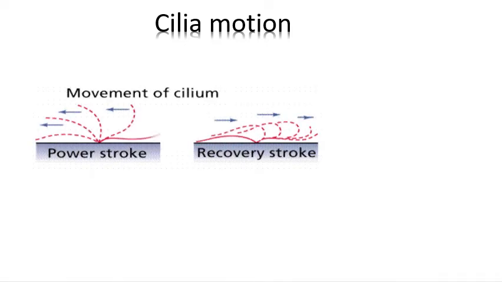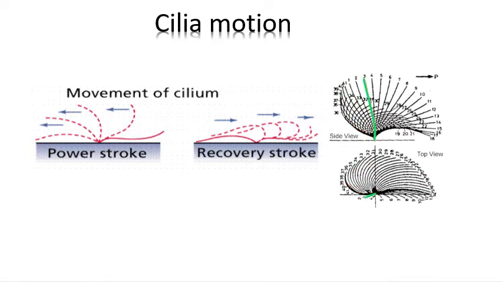As I said earlier, the motion of the cilia is back and forth, that is a power stroke as well as a recovery stroke. Here you can see this is a recovery stroke and this is a power stroke. So with the help of thousands of cilia, the hair-like structures around the organism, the organism moves forward in a faster and easier way.